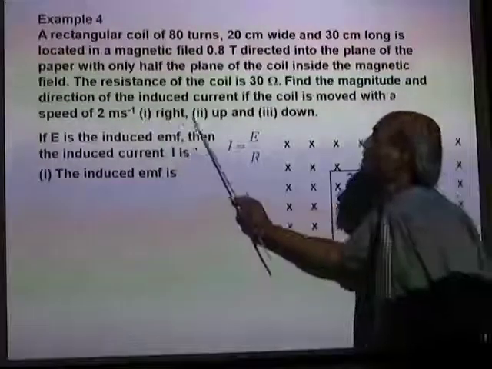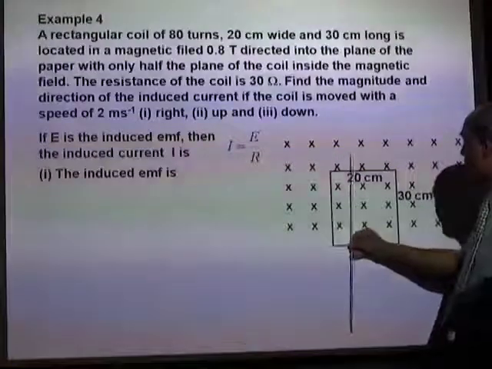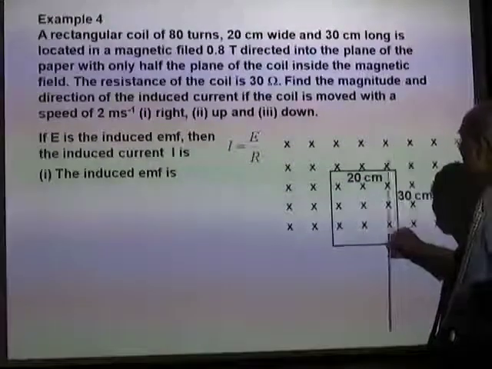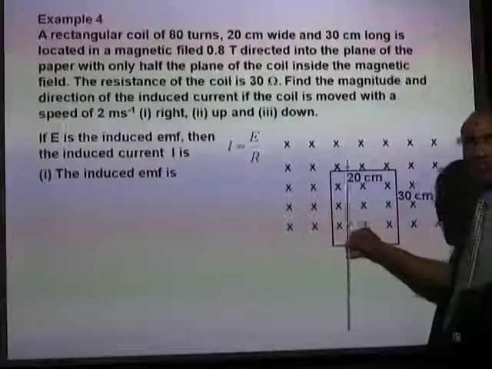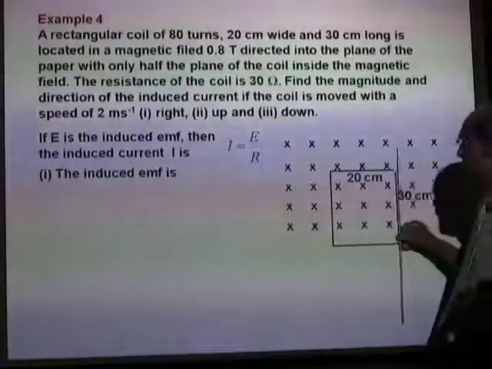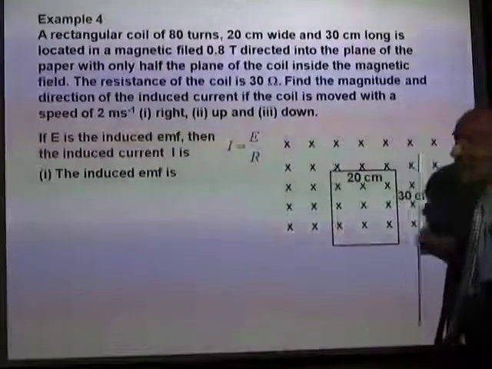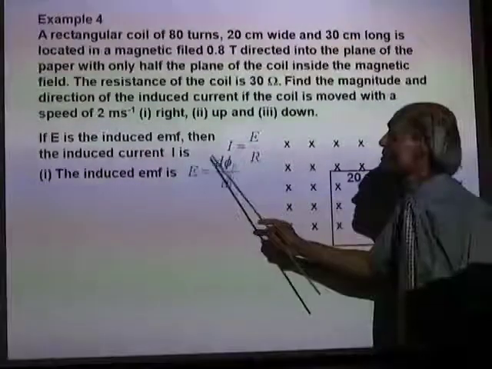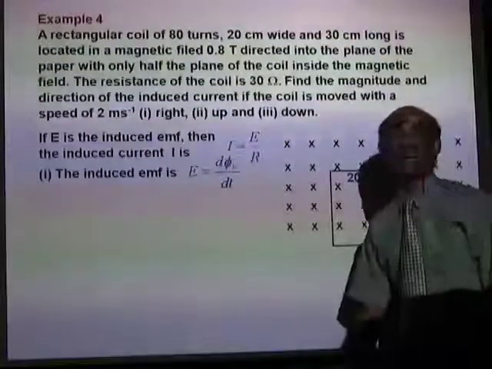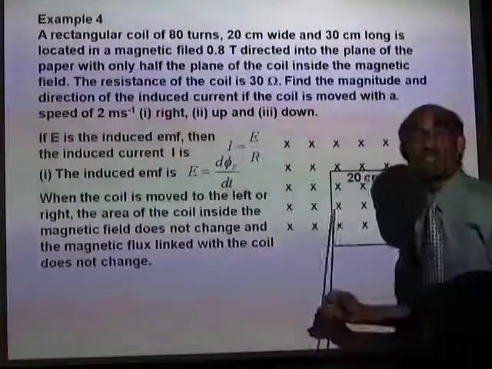The first case is the coil is moved to the right. If the coil is moved to the right, the magnetic flux is not really changing. There is not much change. The number of lines of force crossing the coil remains the same when it is moved to the left or right. So the induced EMF is d phi by dt, the rate of change of flux linked with the coil.